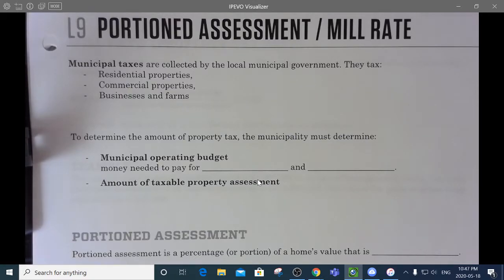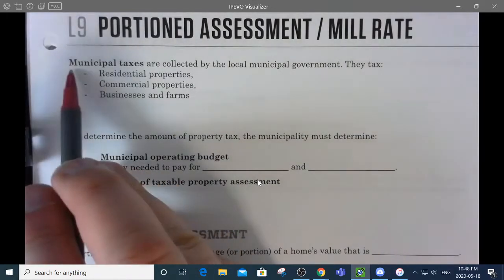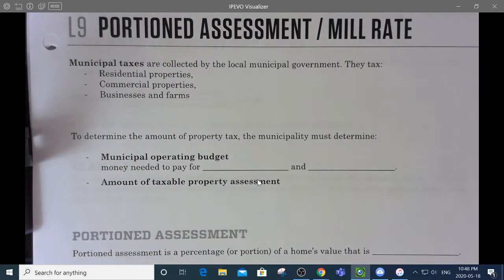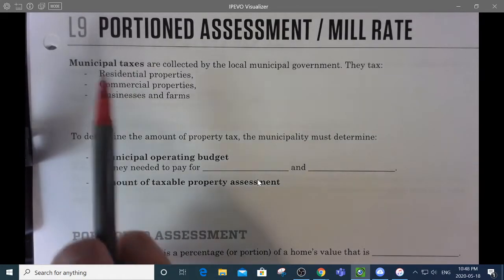First, we need to talk about what your property taxes are. And the first thing we need to talk about is that there is something called municipal taxes. Municipal means the community you live in. So the city or the town that you live in is your municipal government. And your municipal taxes are paid to your local community. They're collected by the local municipal government and they tax residential properties.